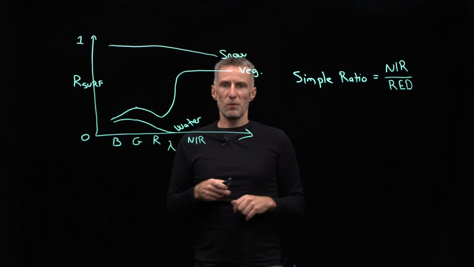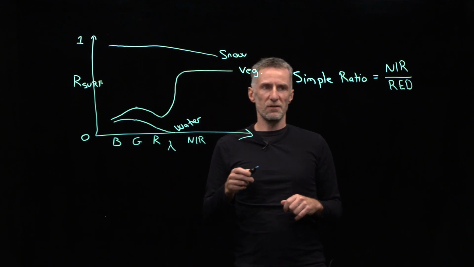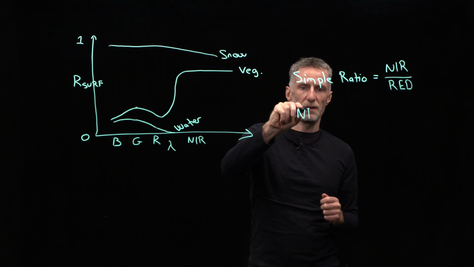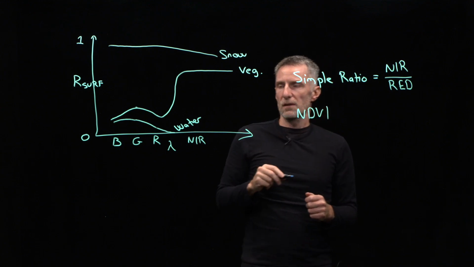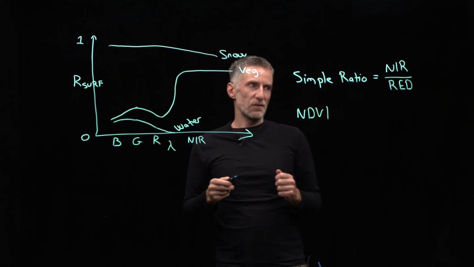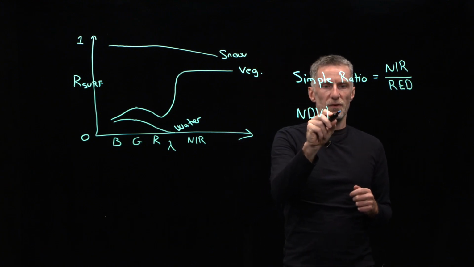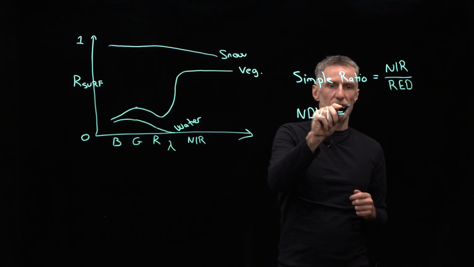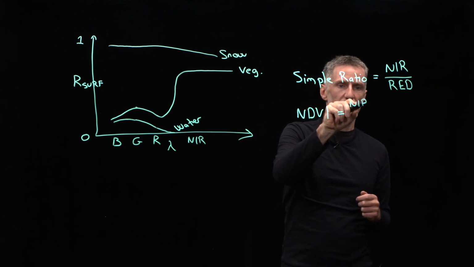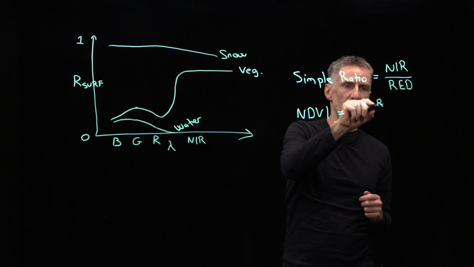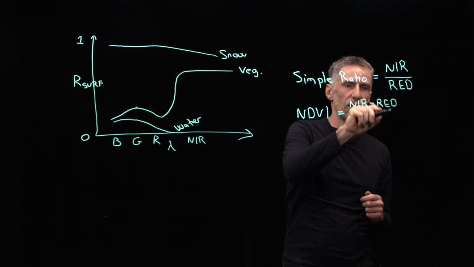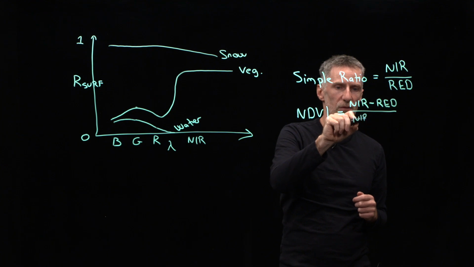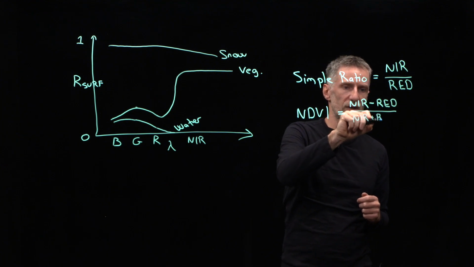Nowadays, most people don't use the simple ratio. They use something called the normalized difference vegetation index. I'm just going to write NDVI. The normalized difference vegetation index is also calculated on the basis of the near infrared and the red bands. It's a difference, and the difference is the near infrared minus the red reflectance. And that difference is normalized by the sum of the near infrared and the red reflectances.